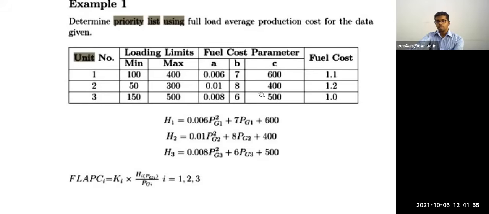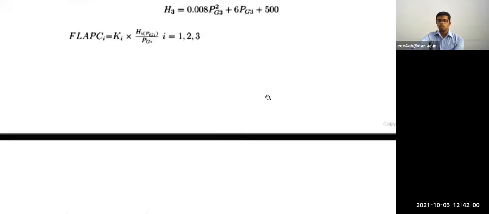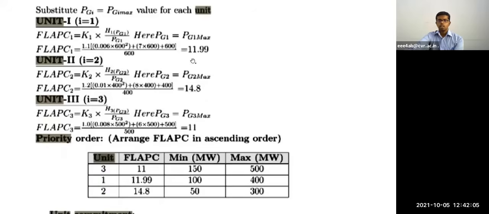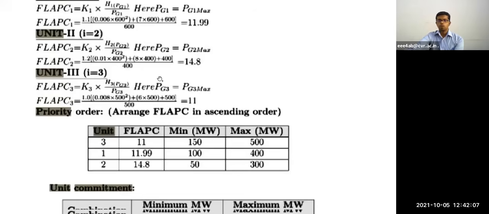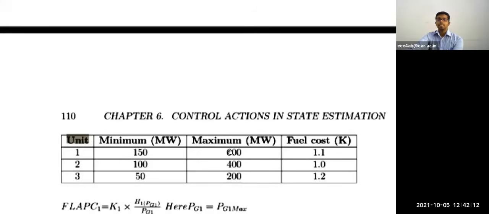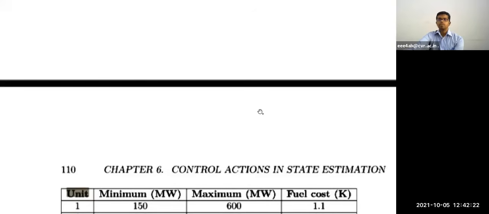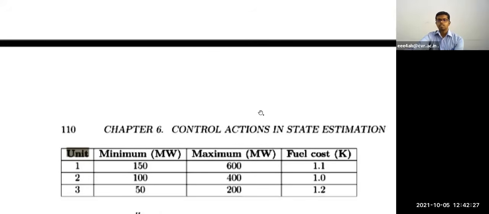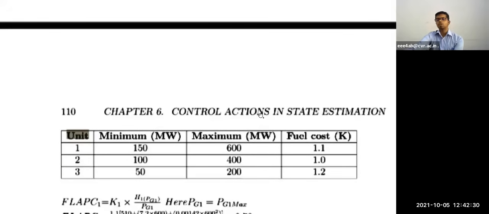Sometimes you need to frame it yourself. Like in the second example problem, the PG1 maximum value is not given. Based on the minimum and maximum power generation, we have taken 600, 400, and 200. So if it is not given, in some problems you need to consider values and solve.